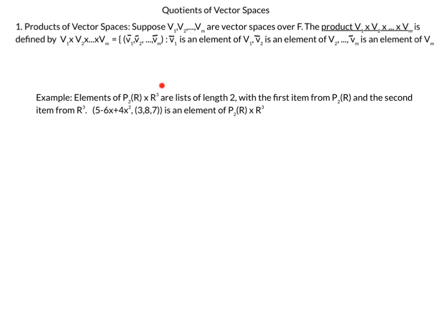Our example was if we had the space of polynomials of degree 2 or less crossed with the space of vectors R3, then our results are going to be elements of length 2, with the first item from the space of polynomials of degree 2 or less, and the second item from R3. So an example is this n-tuple, our ordered pair, where our first element is from the polynomial space of degree 2 or less, and our second element is (3, 8, 7), a vector in R3.